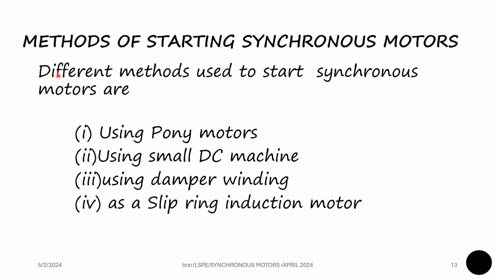In all the methods used for starting the synchronous motors, the main idea is to bring the rotor to the synchronous speed first and then give the excitation to the rotor. So once the rotor starts rotating at a synchronous speed, it will be given the excitation, and then the poles will be getting attracted to each other, north pole of the rotor and the south pole of the stator. Then the motor will be running at the synchronous speed itself.